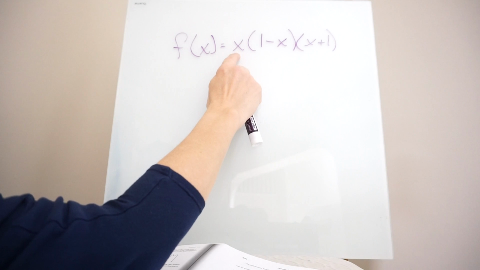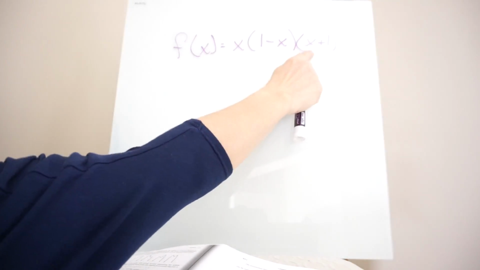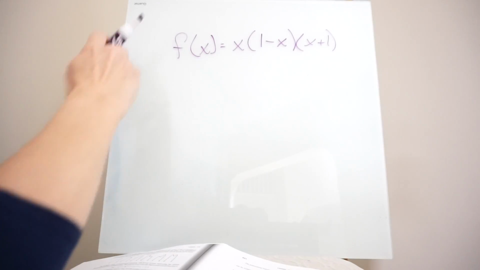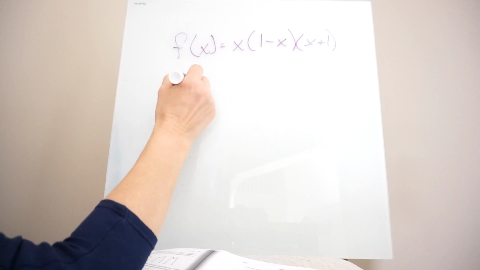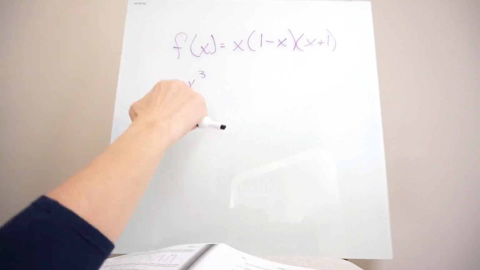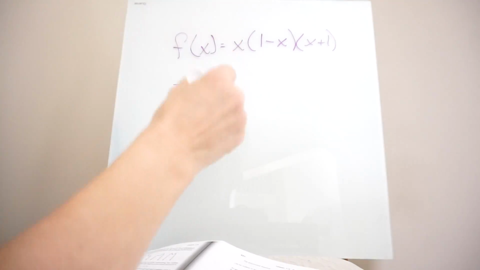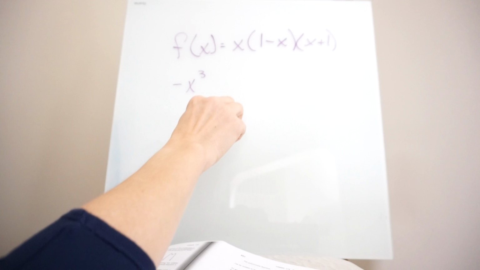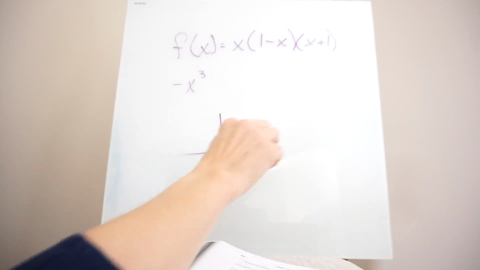Because we have an x here, a negative x here, and an x here, we know that if we were to multiply this out, that's what the first term would look like. We would have a negative x cubed. So we kind of have that idea. This is the dominant term. So let's actually start doing this here.